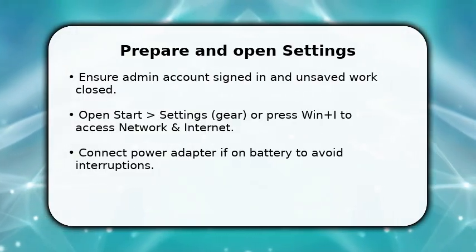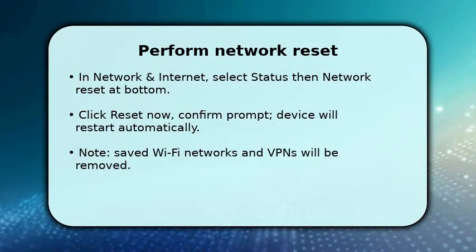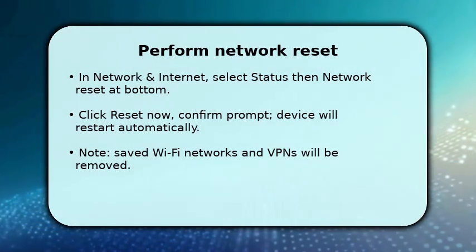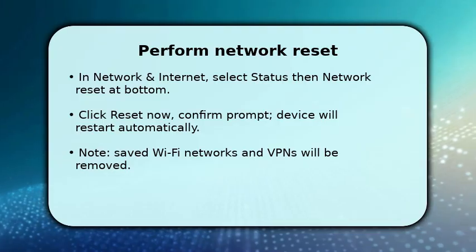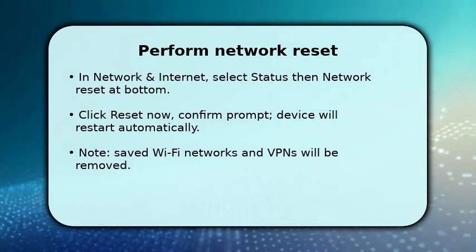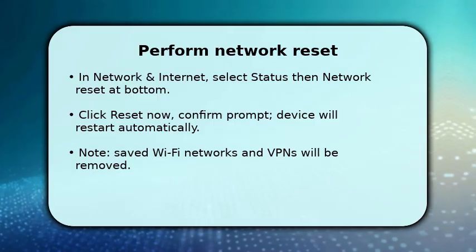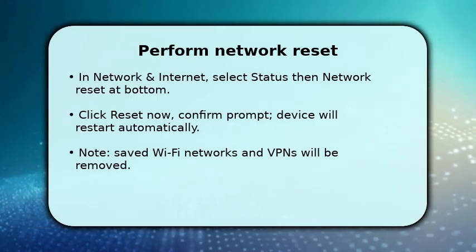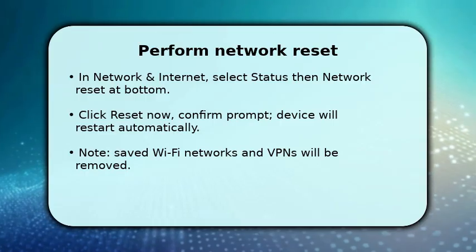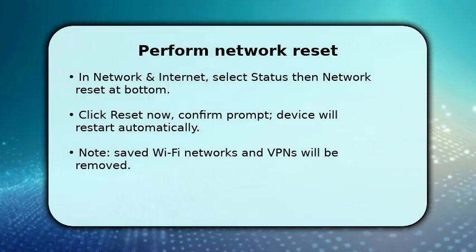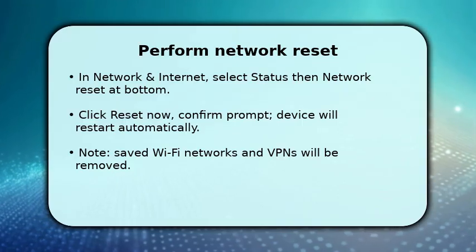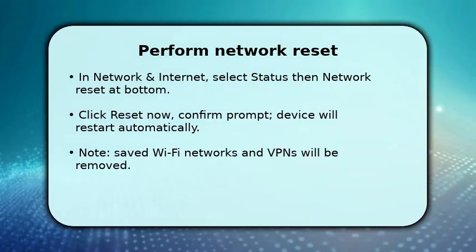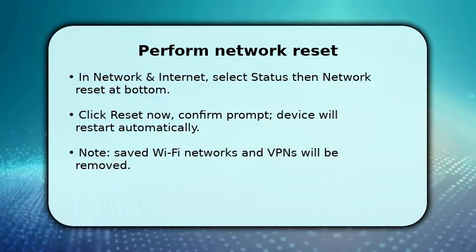services at system level. Once in network and internet, go to Status and scroll to the Network Reset option at the bottom. This is where Windows consolidates adapter reinstalls. Click Reset Now and confirm when prompted. Windows will tell you it will restart the PC. This step reinstalls network adapters and restores default network components so corrupt drivers or settings are cleared.